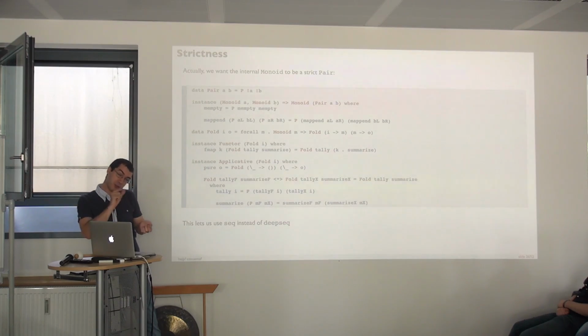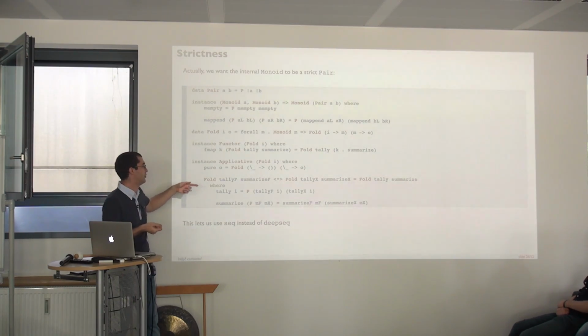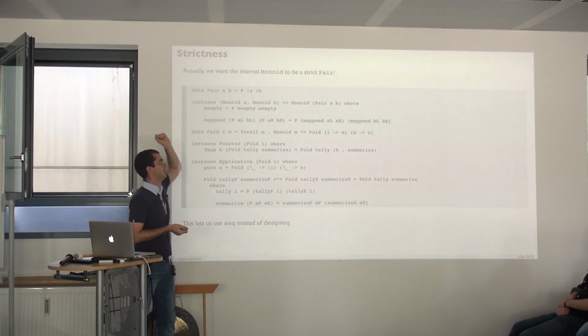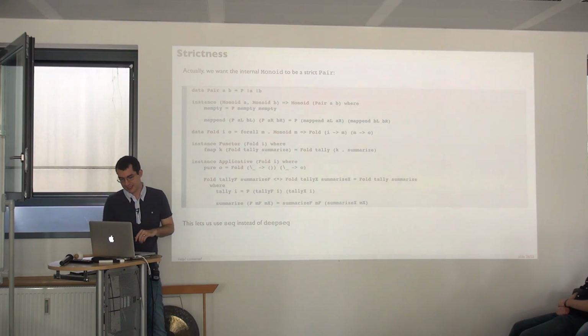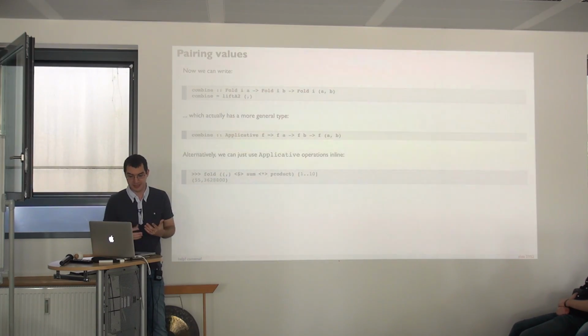And we're actually going to make one slight tweak, which is that in order to avoid space leaks, our internal two-tuple is going to be replaced with a strict pair. That's the only change I'm going to make. And this is just so that we can very efficiently not leak space.